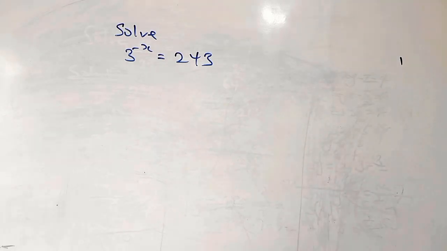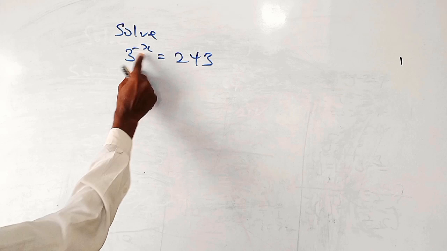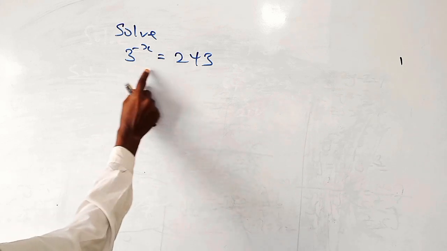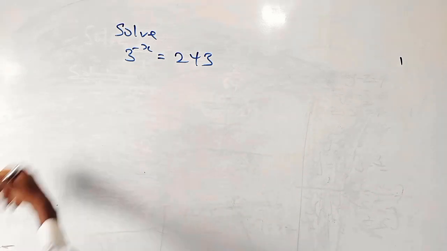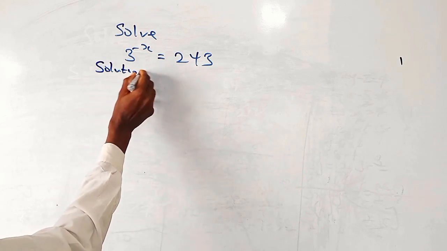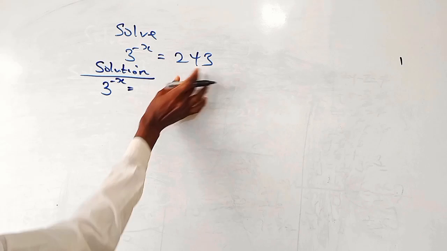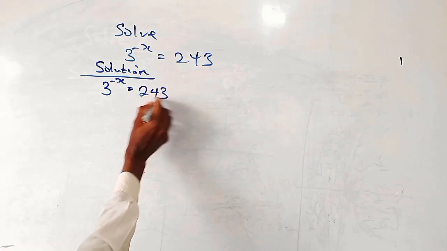The question says, solve for x in this equation. We have minus x to be the exponent of this, and we have 243. So how do we go about this solution? For 3 raised to power minus x equals 243.